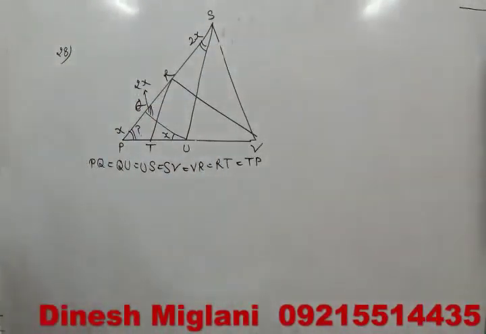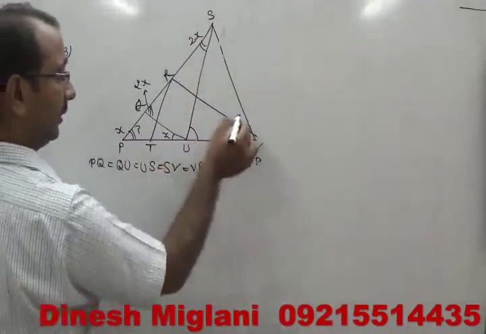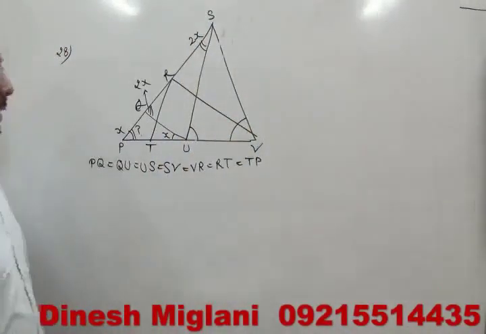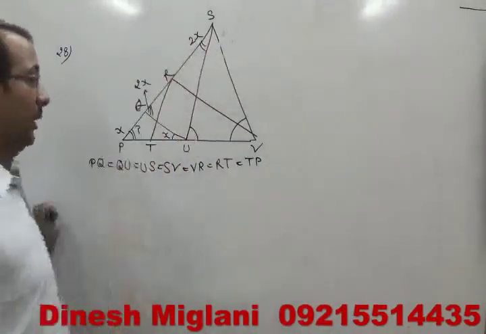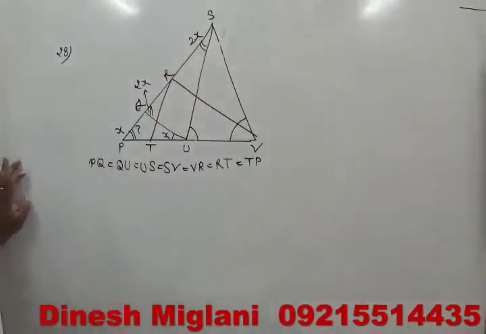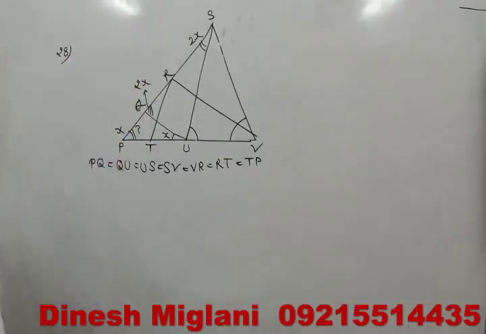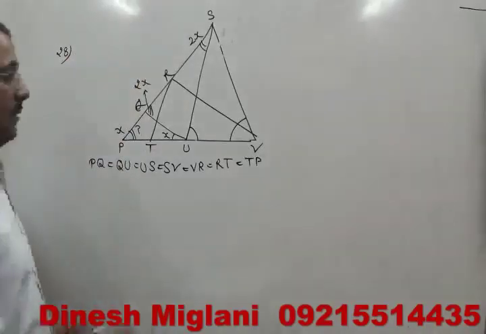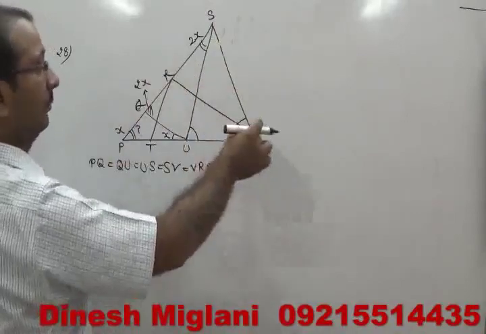Then US is equal to SV. It is given that US is equal to SV. It means this angle is equal to this particular angle. SV is equal to VR. It means this angle is equal to this particular angle. Now up to this structure I have taken that this angle is equal to 2x, this is 2x, and this is equal to x. Further we can say SV is equal to VR.